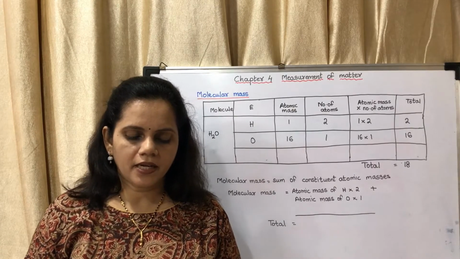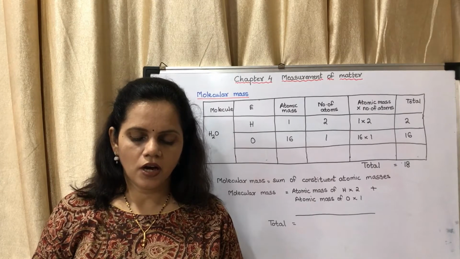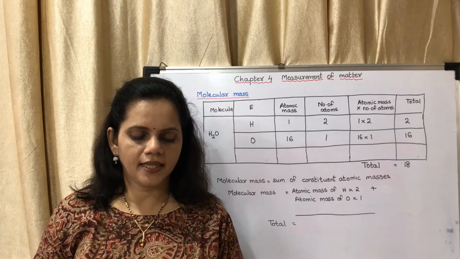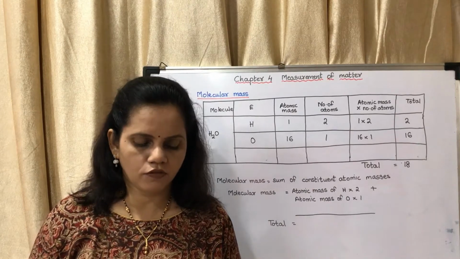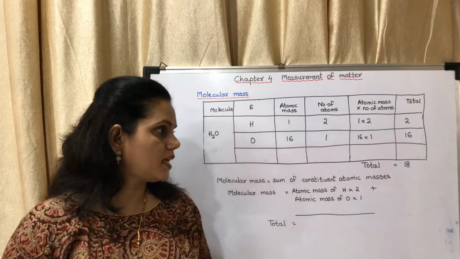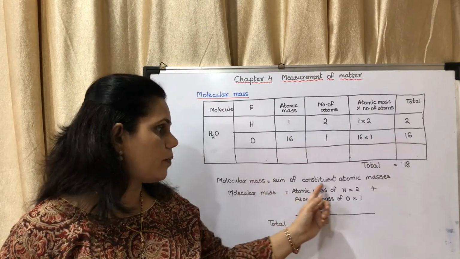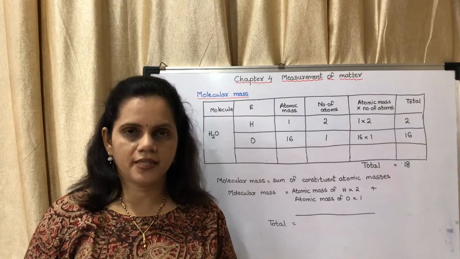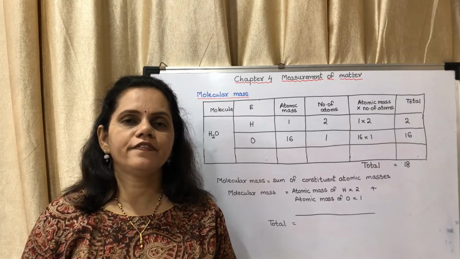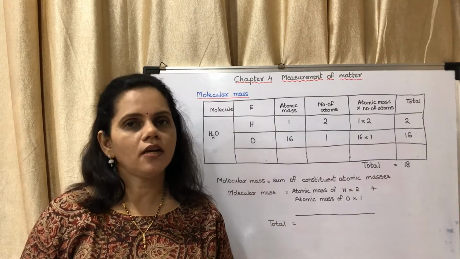The molecular mass of a substance is the sum of the atomic masses of all the atoms in a single molecule of that substance. You may underline that. That is the definition of molecular mass. So what is molecular mass? It is the sum of the constituent atomic masses of the elements present in it. If it is water, the constituent elements are hydrogen and oxygen.